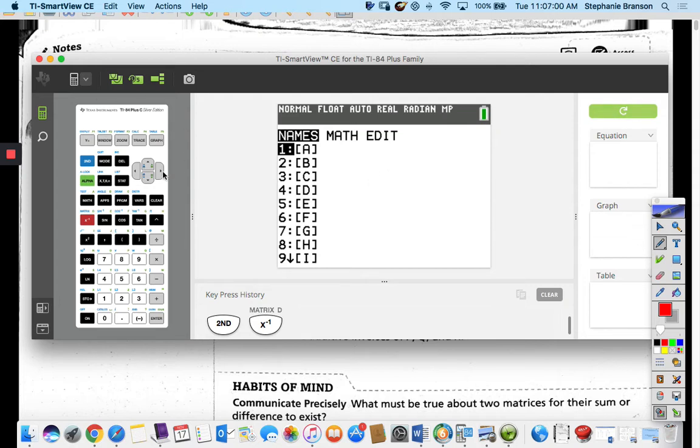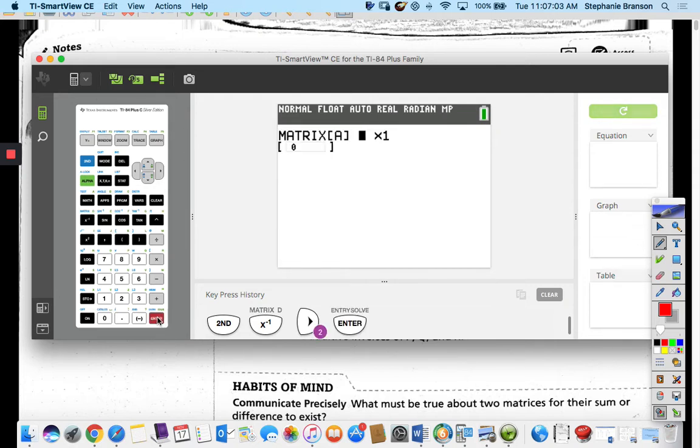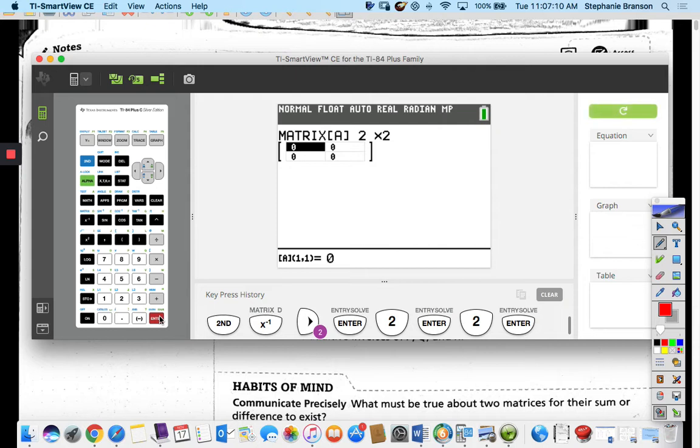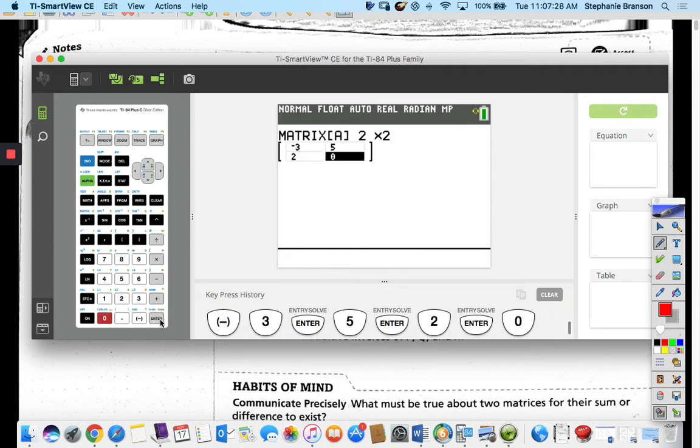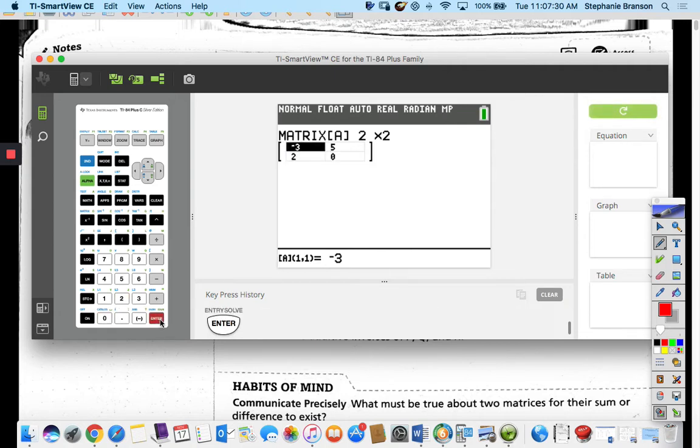I want you to go over to edit because we're going to edit A. We have a 2x2 matrix because it is 2 rows and 2 columns. And I'm just going to input my numbers. For A, I've got -3. Once I type in -3, I'm going to hit enter. Then I'm going to hit 5, hit enter. 2, hit enter. 0, hit enter. So that should fill out matrix A for you.